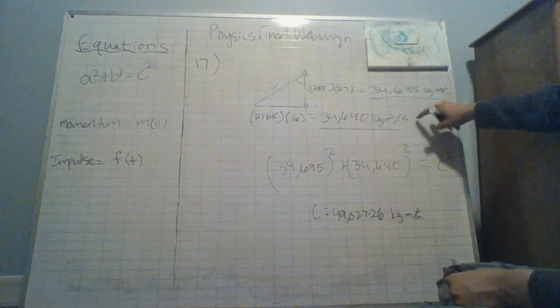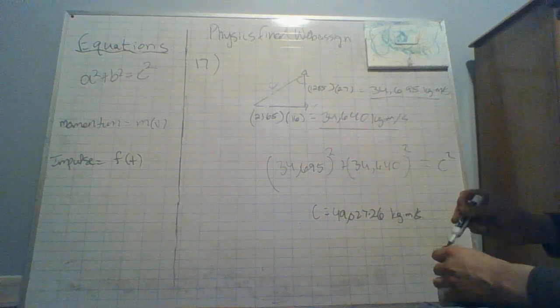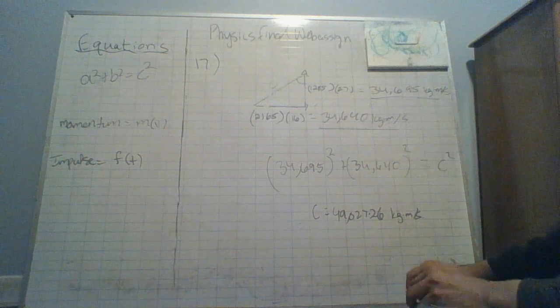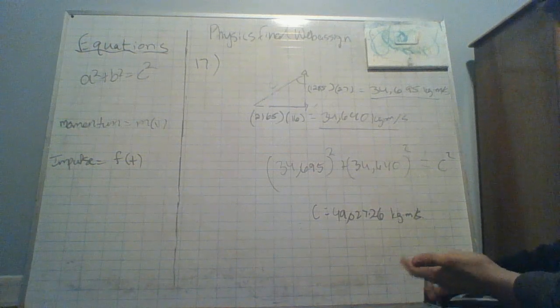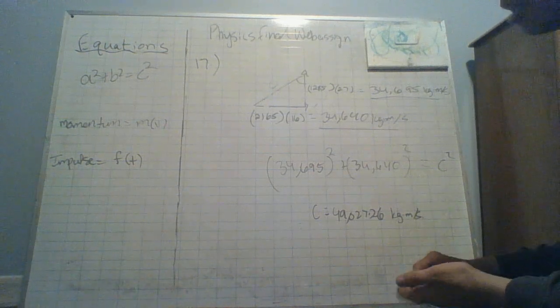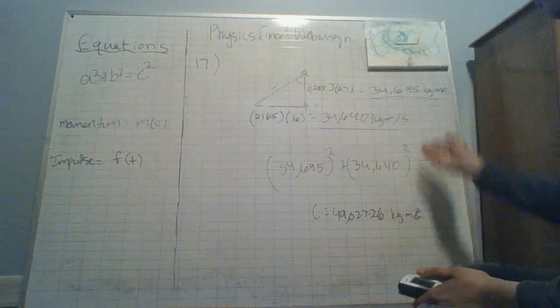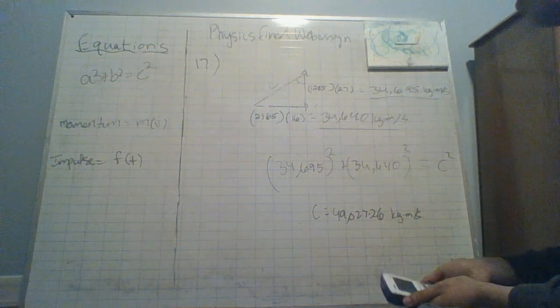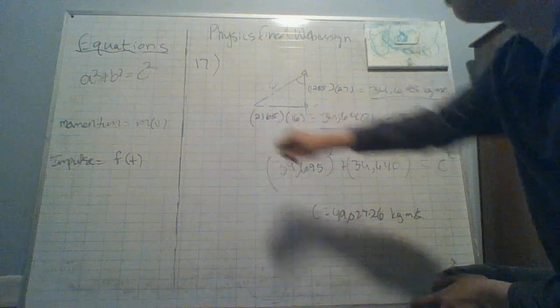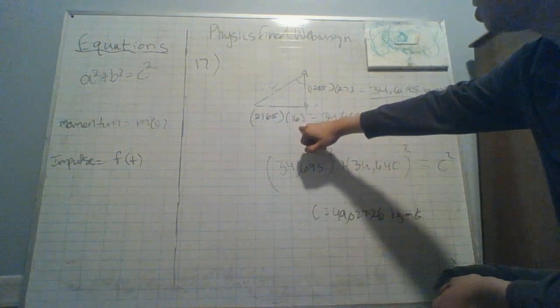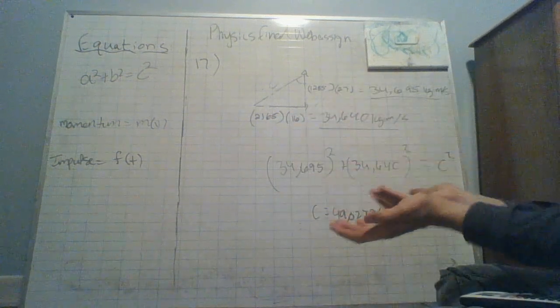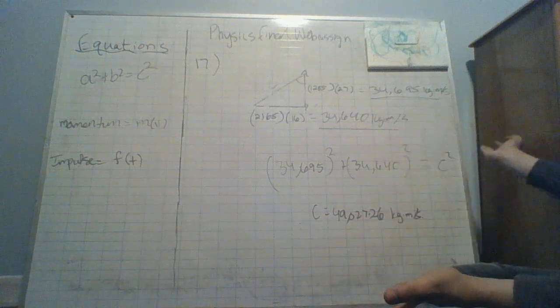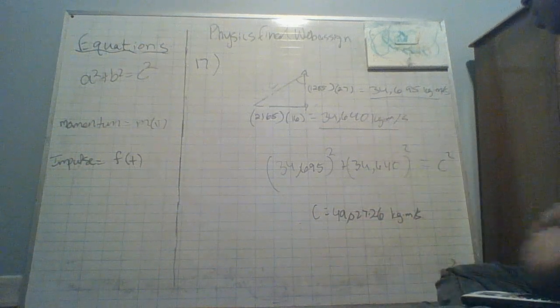As you might have noticed, I put kilograms times meters a second over here as well. It's a continuity thing, because momentum is always in kilograms times meters a second, or newtons times seconds. And in this version, it's in kilograms times meters a second. Why? Because this is 2,165 kilograms and this is 16 meters a second. Guess what? You multiply kilograms and meters a second. That's why the unit is there. So that's C.